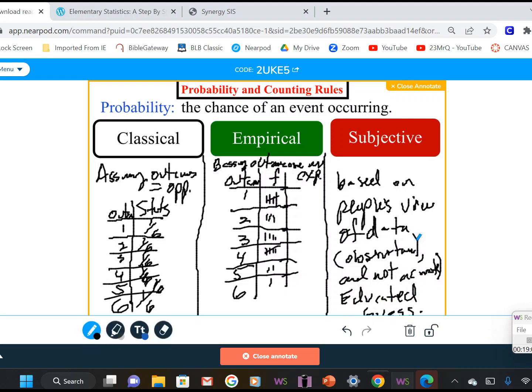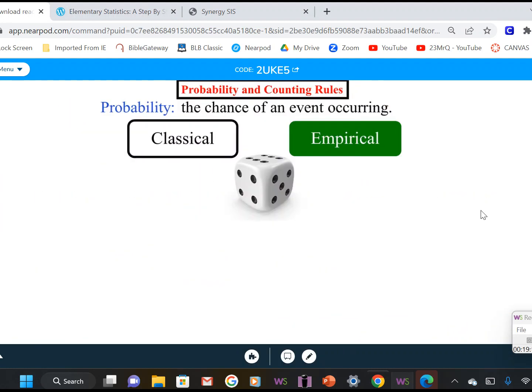So that's the difference from one to the other and to the other. Okay? All right? So we're done with all three of those. I want to move on to the next part. And I'm going back to this one right here. Okay? So, again, copy that. And I'm going to focus on empirical today.